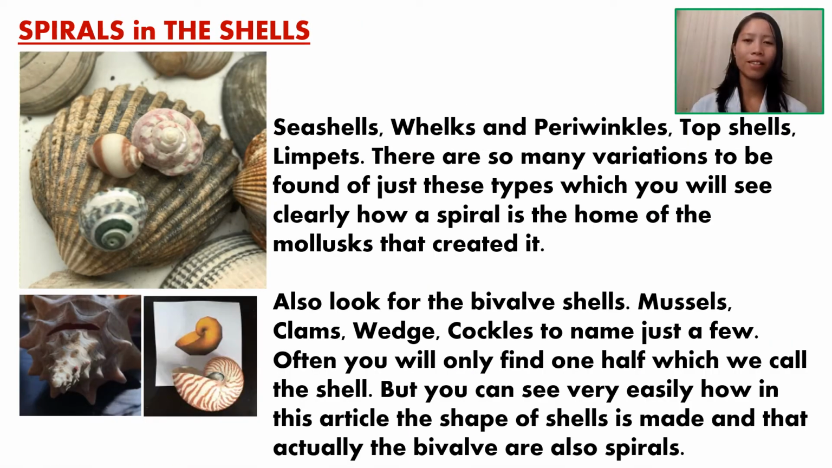Spirals in shells. Seashells, whelks, and periwinkles, top shells, limpets. There are so many variations to be found of just these types, in which you will see clearly how a spiral is the home of the mollusks that created it. Also look for the bivalve shells, mussels, clams, to name just a few. Often you will only find one half, which we call the shell, but you can see very easily how the shape of shells is made, and that actually bivalves are also spirals.